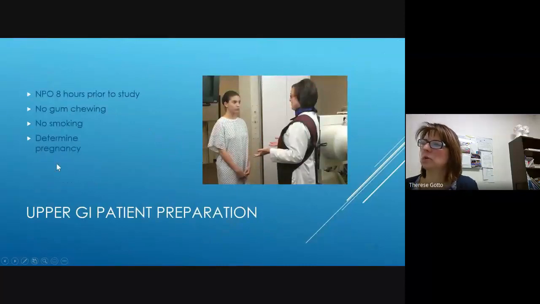Okay, so this is the upper GI here. We're going to go NPO for 8 hours prior to the study. We do not want any gum chewing. We don't want any smoking, because that causes saliva and you swallow a lot, and it speeds digestion along.